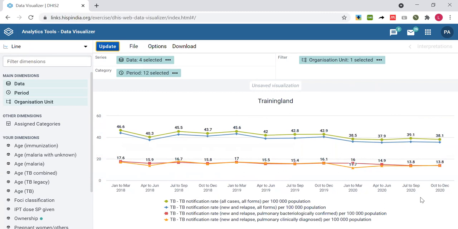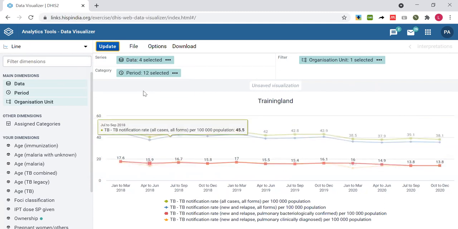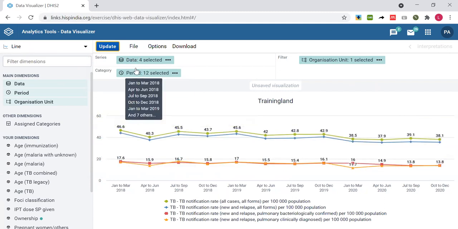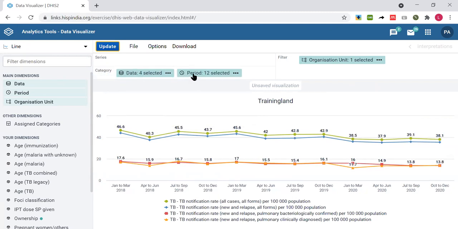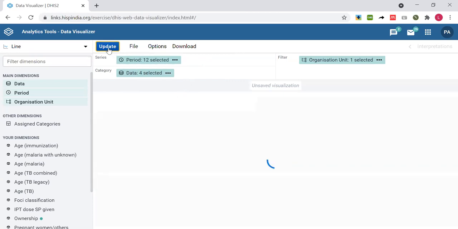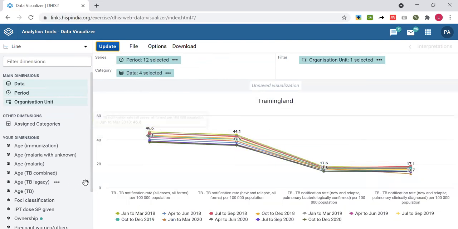Right, so let's try to do something. Now here we have the data in series and categories, it's a period, okay? So we can toggle them. So let me move data to categories and period to series, right? And let me do update and let's see what happens. Okay, great. This is what we get. What do you think? Any comments?